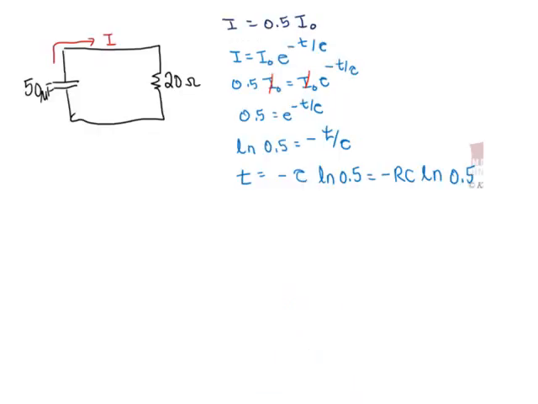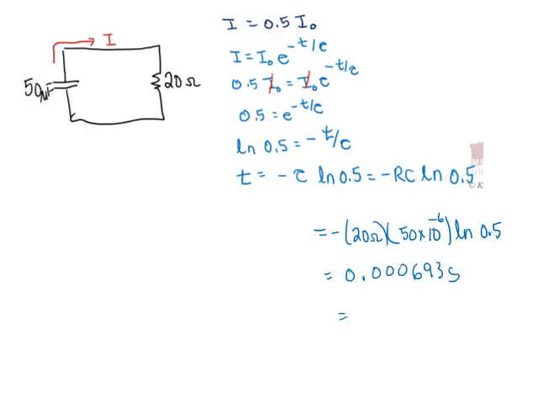So to finish up, all we have to do now is to fill in our R, which is our 20 ohm resistor, our C, which is our 50 microfarad capacitor, multiply that by the natural log of 0.5, which you can do on your calculator. That turns out to be 0.000693 seconds. You can write it like that or in scientific notation, or I'm going to write it in milliseconds, 0.693 milliseconds. So that's how long it takes to decrease to half your original current.